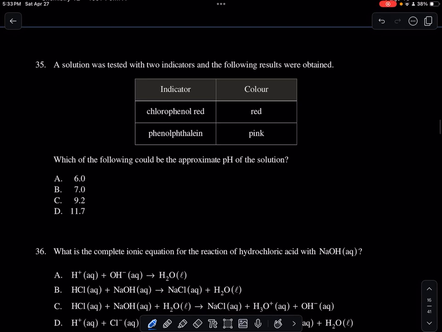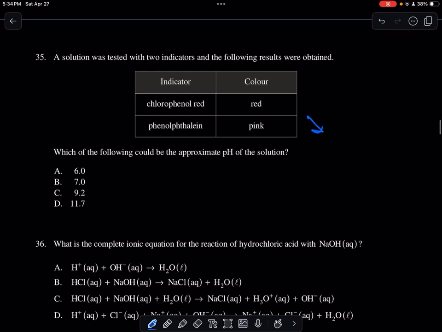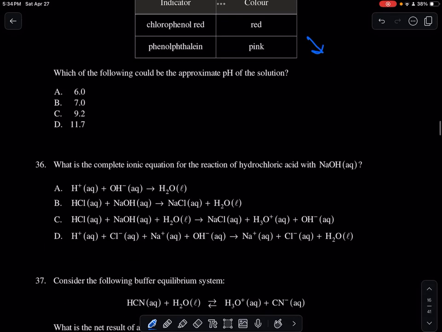Which of the following could be the approximate pH of the solution? So I'll leave this one to you guys, because you need to figure out the range in which they change pH.